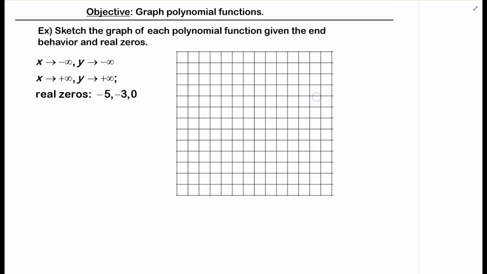If I look at the second example, I'm going to do the same thing here. This tells me as x goes to negative infinity, so negative infinity is the left side, y goes to negative infinity, meaning y goes down. And then as x goes to positive infinity, it's going to be the right side. Y goes to positive infinity means it's going upwards. So the left goes down and the right goes up. So then my real zeros, I have -5, -3, 0. None of them are repeated. So notice I have no multiplicity in this example either.